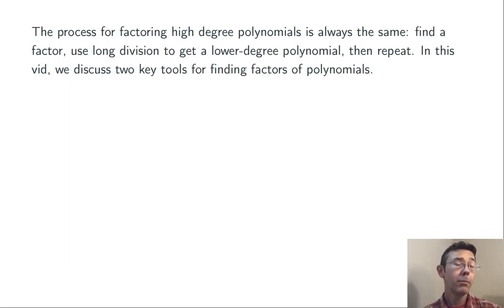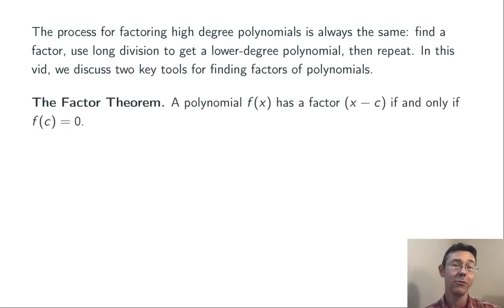So as we go through that process, we're using two key theorems. Let's just state them right up front. First of all, the factor theorem. A polynomial has a factor x minus c if and only if c is a root of the polynomial.